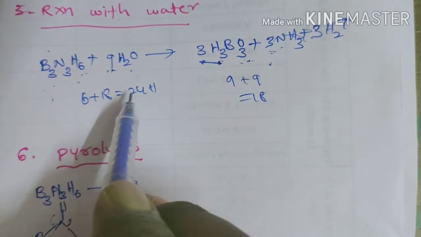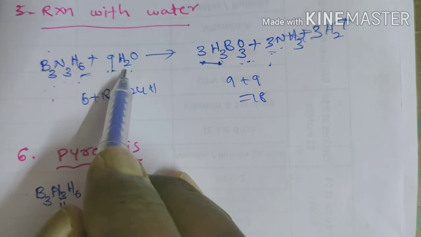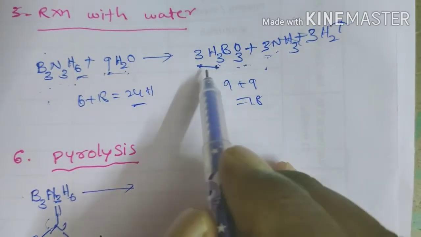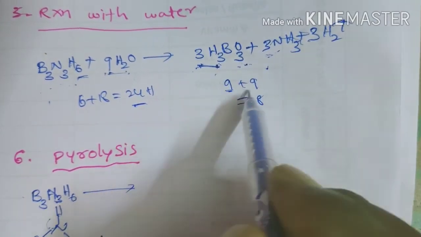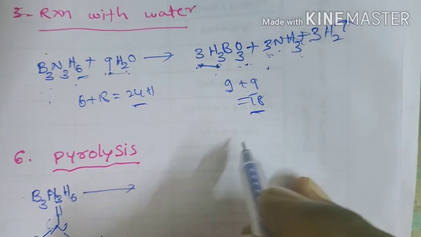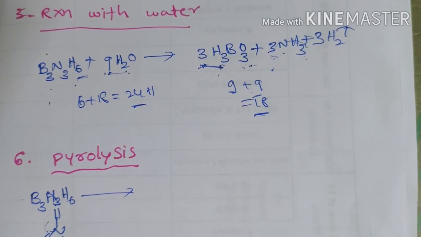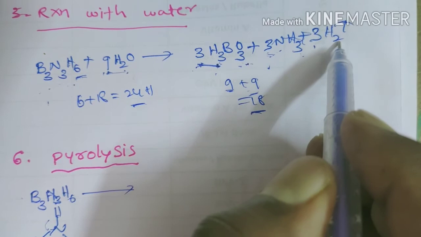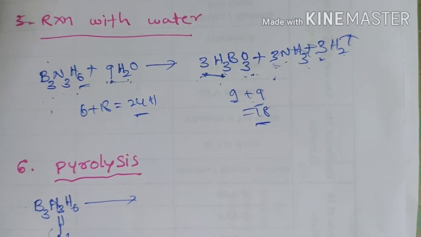Now we count the number of hydrogen atoms. Here the number of hydrogen atoms is 6 plus 18, 24. In boric acid we have 9 hydrogen atoms, 3 into 3, 9. And in ammonia also we have 9 hydrogen atoms. That means we have 18 hydrogen atoms. So still we need to write 6 hydrogen atoms. So here we write 3 hydrogen molecules, 3 into 2, 6. Like that we can easily balance this equation.